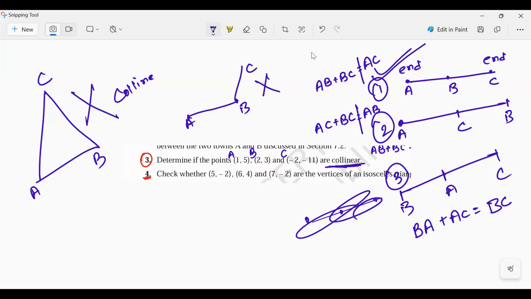Am I making sense to all of you? And if you think you have to do so much work here, no, you don't. Just find the distance between A and B, B and C, and C and A. After finding the distances, you will see whether two of them added together give the third one. If not at all, then you say these three points are not collinear. Are you getting it?